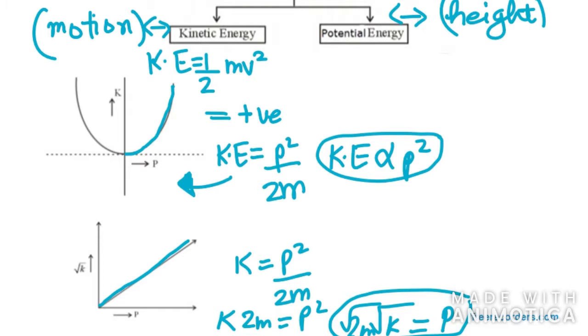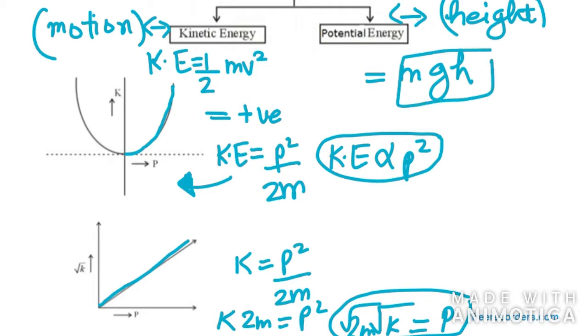Now the next thing is potential energy. Potential energy is energy possessed by the body by virtue of its position relative to others. So basically in this case we talk about height, and potential energy is defined as mgh.